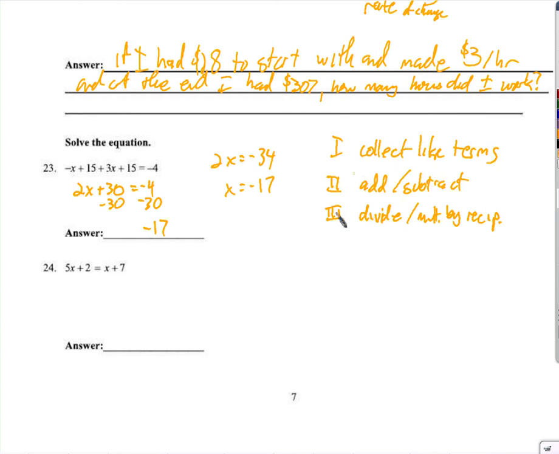Think about what we're trying to do. We're trying to get x by itself. What is in the way of that? Well, this 30 is in the way. I could subtract 30. 2x plus 30 minus 30 is just 2x, right? Because 30 minus 30 is 0. 2x plus 0 is 2x.